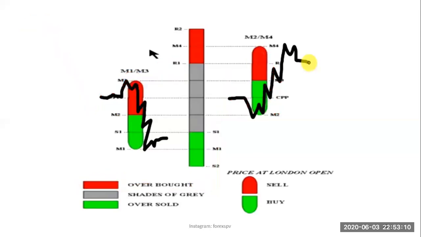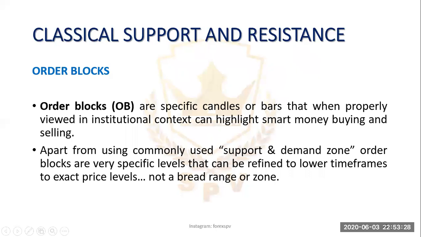So I do not rely on only M2 to M4 or M1 to M3. I usually look for a range. Okay. So that's all about the implied support and resistance points. Now let's talk of the classical support and resistance points. Here we're talking of order blocks. Order blocks give you specific price levels where the market might reverse, and not a range.